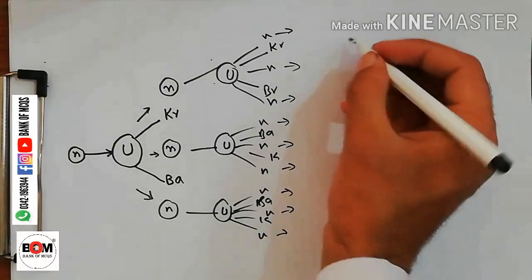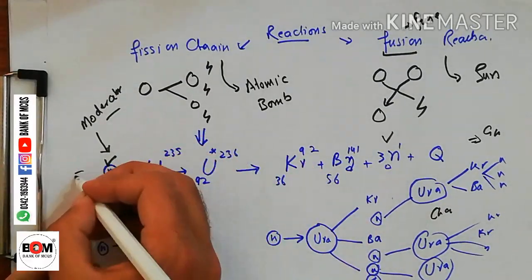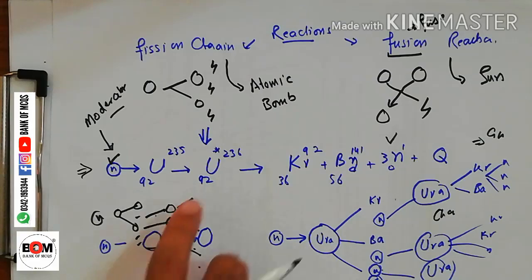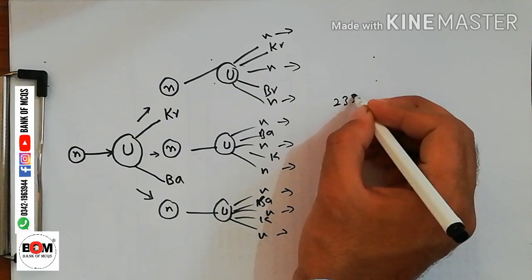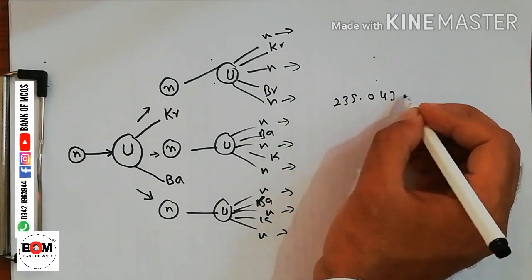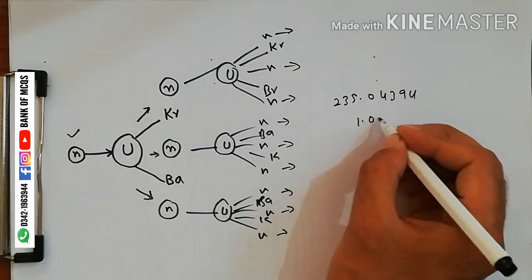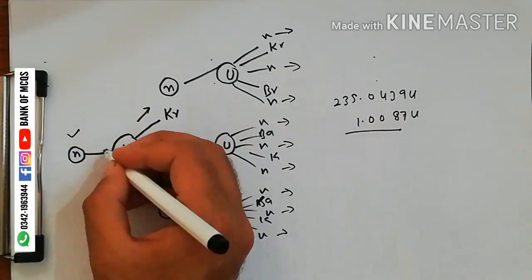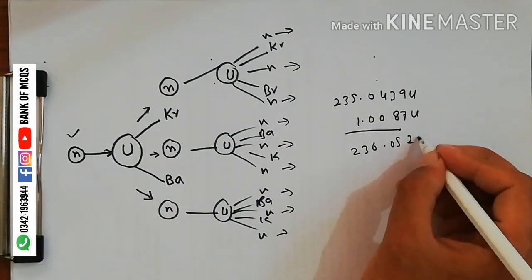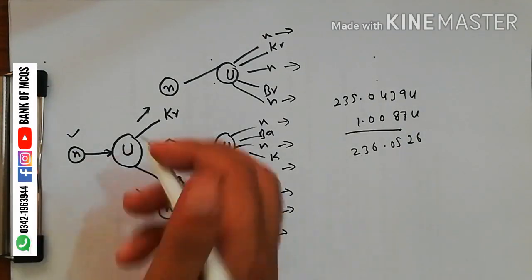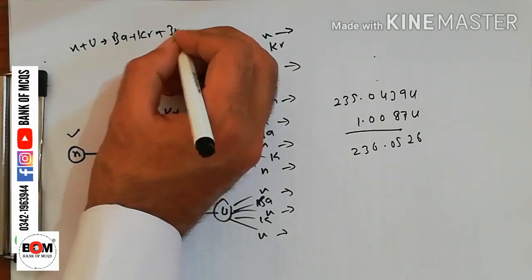Now according to the reaction, the neutron reacts with uranium. We know that the mass of uranium is 235.0439 u, and the mass of one neutron is 1.0087. So adding the reactant masses, we will get 236.0526. Now as products, the neutron reacting with uranium gives us barium plus krypton plus 3 neutrons.